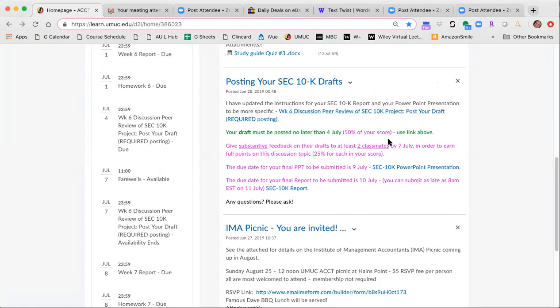So how this is going to be graded is by posting your own draft, you get 50 points out of 100. And then for giving substantive feedback to two of your classmates, each of those will count for 25%. So if you just post your draft there, but you don't give any feedback, you'll end up with 50 out of 100 points. And that's by the 7th of July.